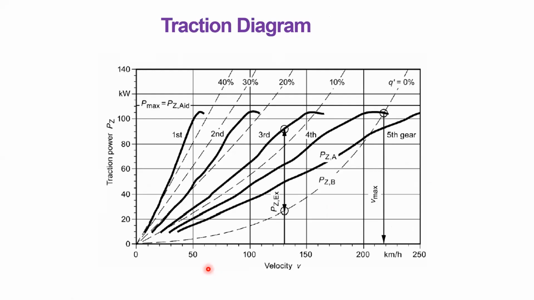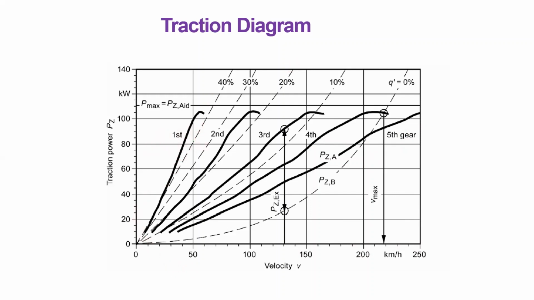So we have seen tractive effort, the speed, and we have seen some of the graphs. The same graph is represented in a different manner. See, this is with respect to the velocity of the vehicle. This is the tractive power or traction power. See, when the vehicle is running in the fifth gear, the vehicle speed is also going to be higher. Correspondingly, when the vehicle speed is lower, it is going to be operated in first gear.